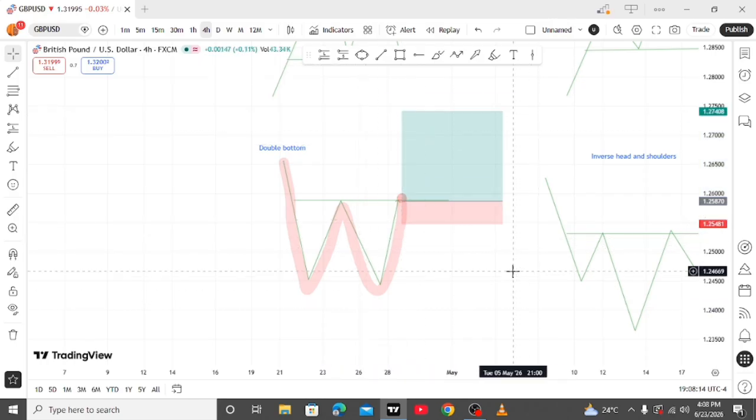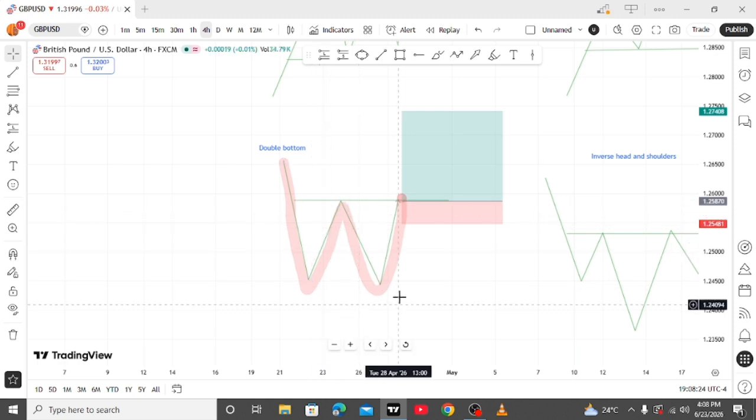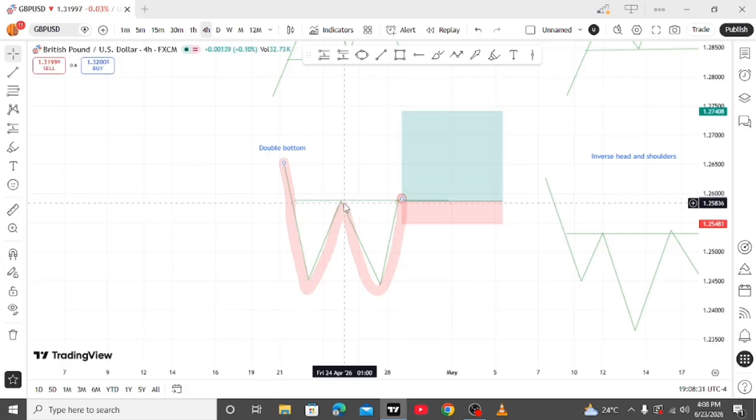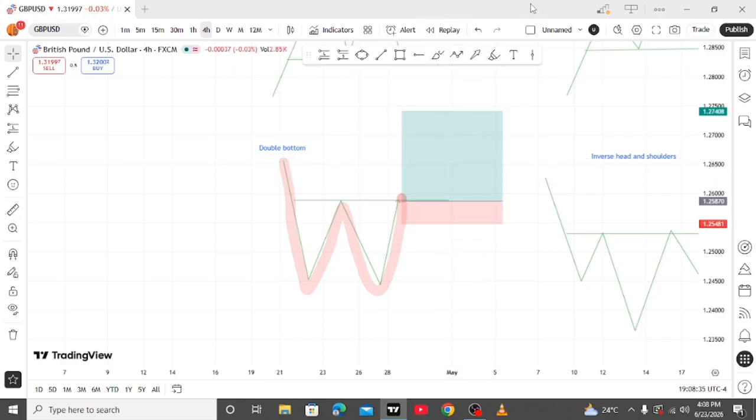So this is how double bottom works. Just like the double top, it's just the opposite of it. Market goes down, goes up, goes down again, creating two equal lows, and then goes up to the neckline. So you wait for market to break this neckline before you can enter a long position. So this is how the double bottom works.